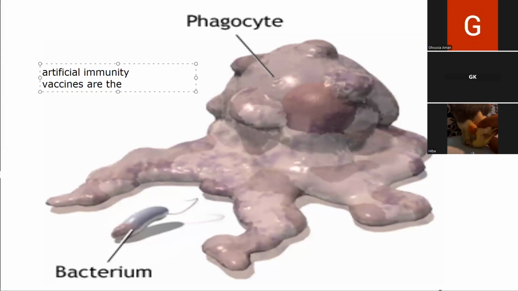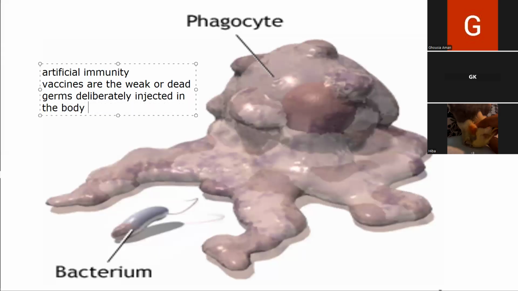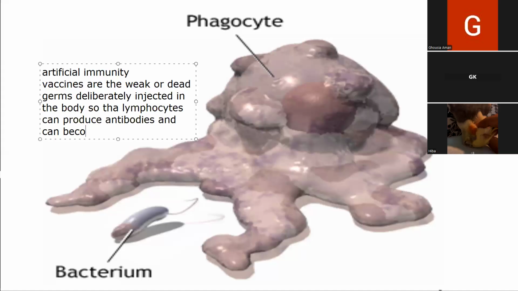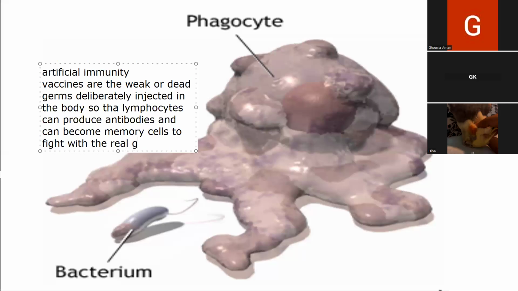Vaccines are weak or dead germs deliberately injected into the body, so that lymphocytes can produce antibodies and can become memory cells to fight the real germs if they enter the body.